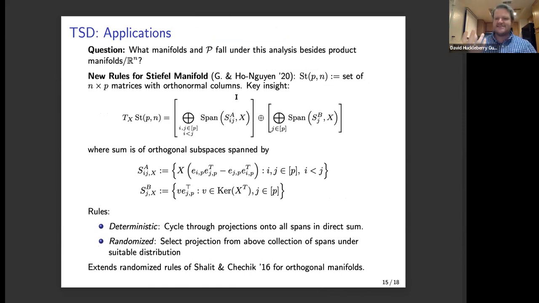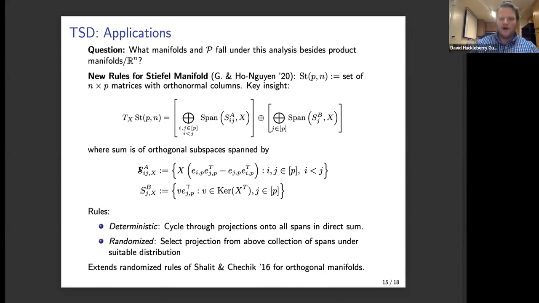So one of the really neat settings that we give is the Stiefel manifold. And this is just the set of all n by p matrices with orthonormal columns. The key insight here is that you want to decompose the tangent space in just the right way to get very efficient updates. So here's how we define it, and here are the subspaces we break this down into. And we give two different types of rules. You can either, at every iteration, randomly pick one of these ij's or j's, or you can cycle through them over the iterates.